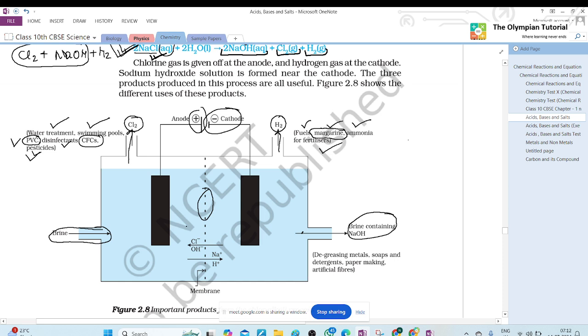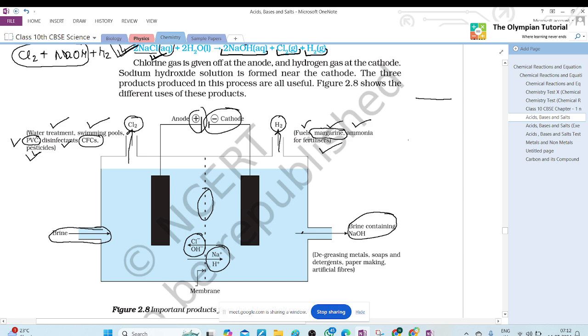Negatively charged ions move towards the anode, positively charged ions towards the cathode. Students, are you completely okay with the diagram? Yes, ma'am. One more thing, students, remember what we will write here.